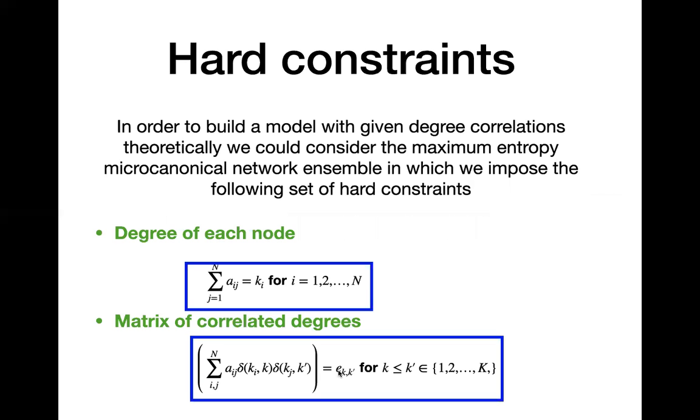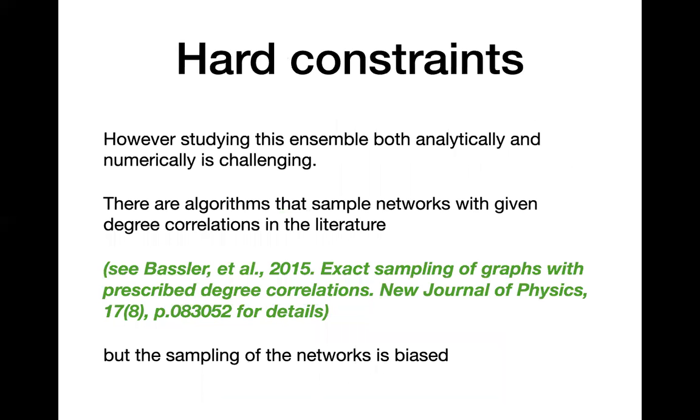However, what you want to do is to have, for instance, some set of constraints. So you have the degree of each node, and then you want to enforce practically the matrix of correlated degree. So how many links connect a node with degree k with a node with degree k prime. So you might want to do that. And actually, this is quite a hard problem. And there are algorithms to do that.